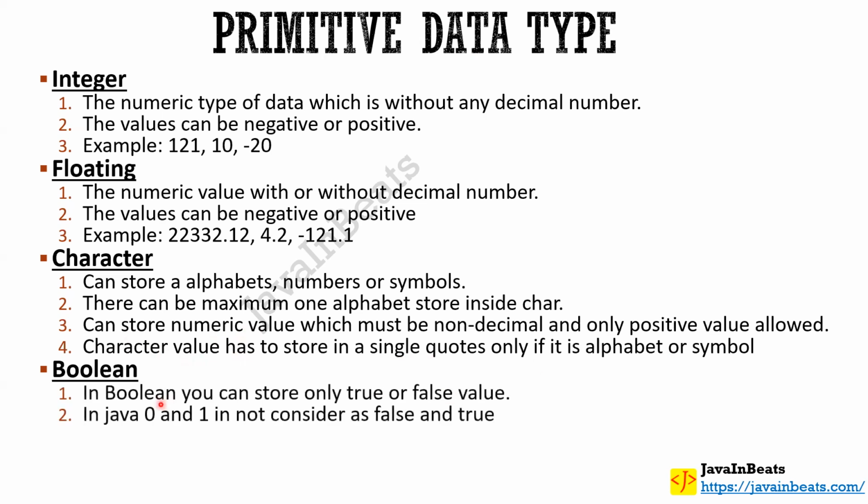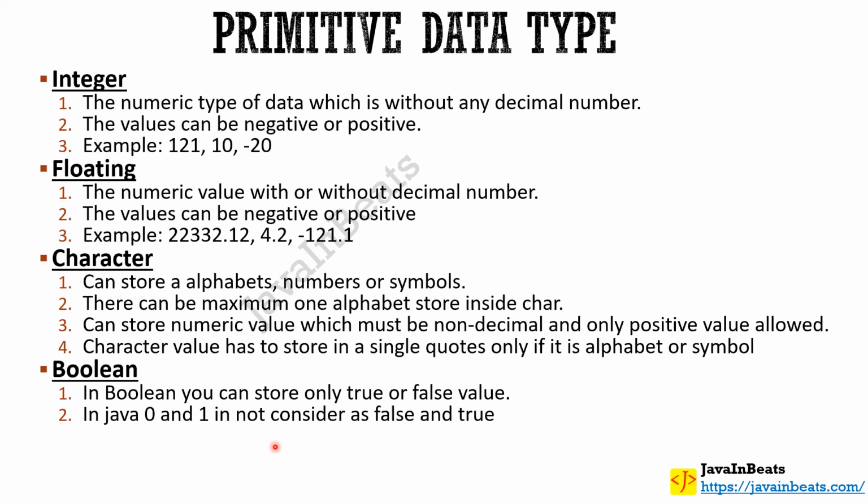The last one is the Boolean. In Boolean, you can store a true and false value. In Java, 0 and 1 will not be considered as true and false when you use this Boolean value in your program or while writing code. You have to use a true or false value only. 0 and 1 are not considered as true and false while writing code. This is about primitive data type.